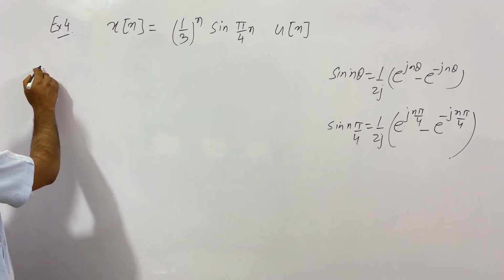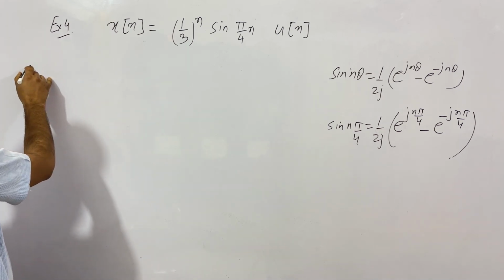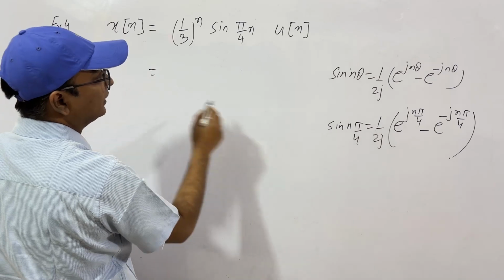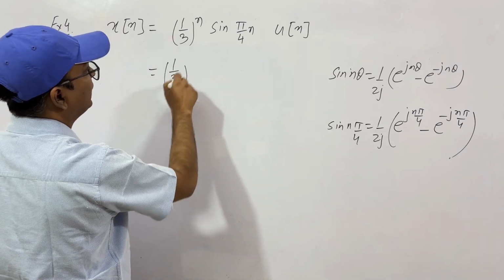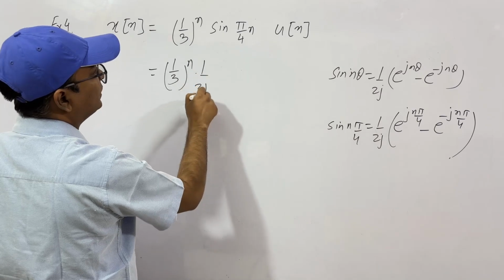Let's see. So our X(z) will be, or simply let's put it inside. See, this is this into this. That is 1 by 3 to the power n into 1 by 2j.